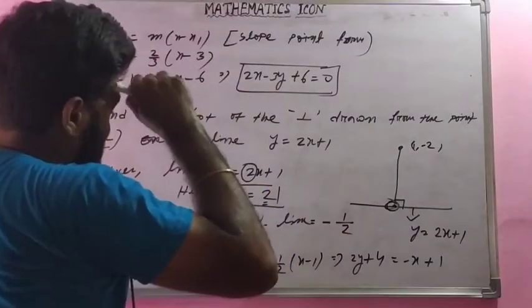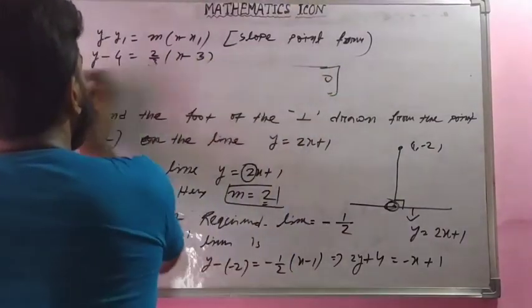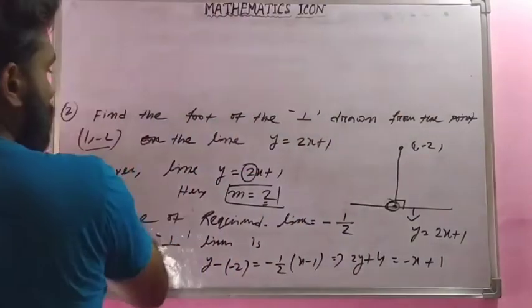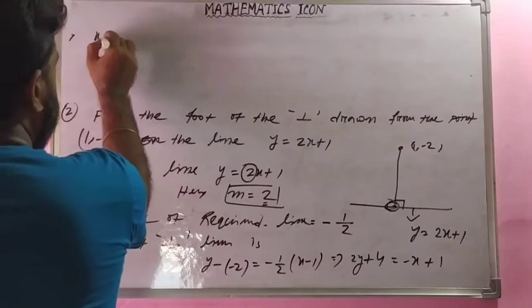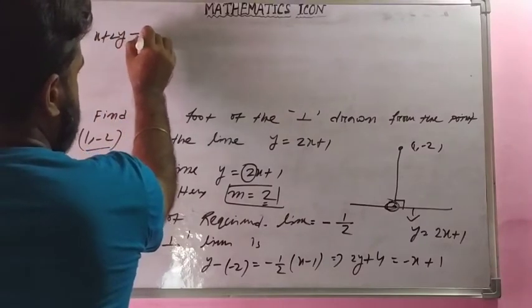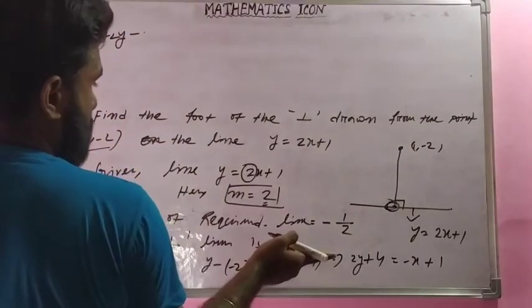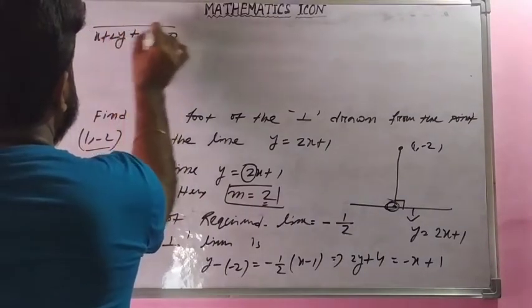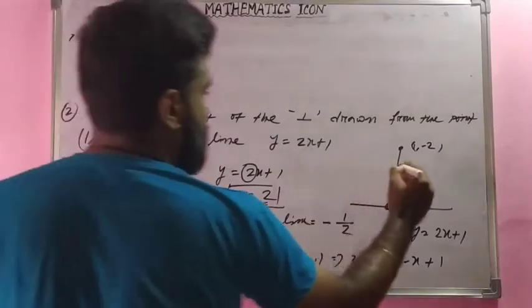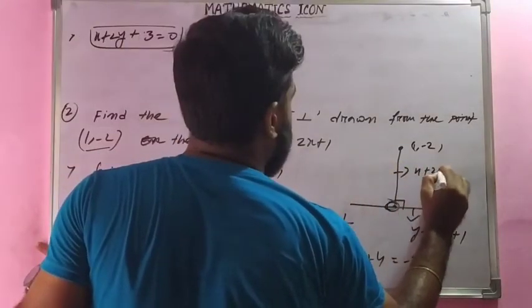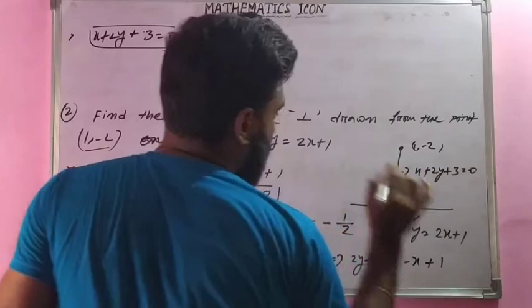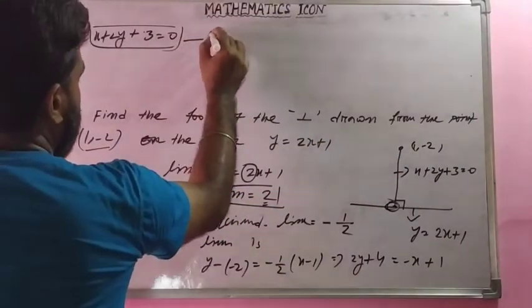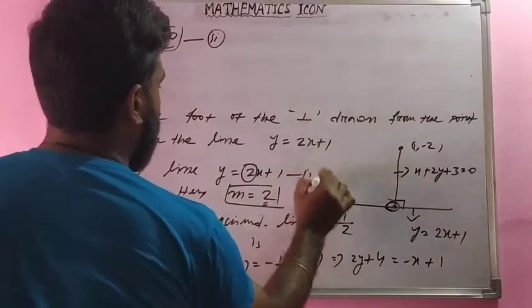So x plus twice y plus 3 equals 0. That means this line's equation is x plus twice y plus 3 equals 0, and this other line is already given. Now it is your equation number 2 and this is your equation number 1.